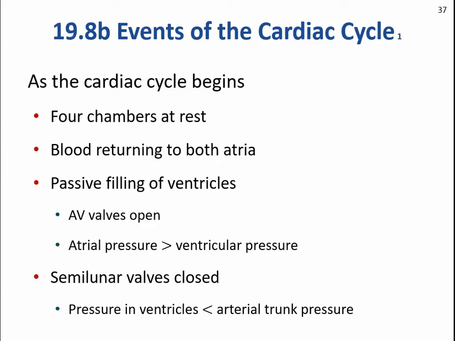And it's because the presence of blood in the atria coming from the veins is a higher pressure than in the ventricles, which are at low pressure. And so we get this passive filling.